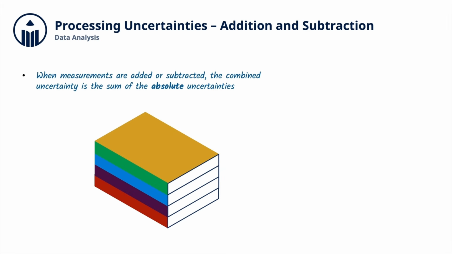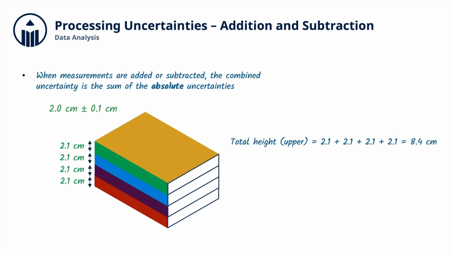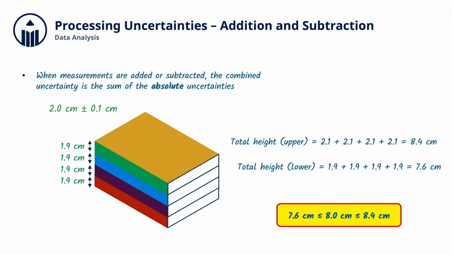Let's see what the uncertainty in the total height, 0.4, means physically. If each book was at the upper limit of its uncertainty, so 2 plus 0.1 centimeters, which is 2.1 centimeters, the total height would be 2.1 times 4, which is 8.4 centimeters. If each book was at the lower limit of its uncertainty, so 2 minus 0.1 centimeters, which is 1.9 centimeters, the total height would be 1.9 times 4, which is 7.6 centimeters. So, the total height of the stack is realistically in between 8.4 and 7.6 centimeters. This is 8 centimeters plus or minus 0.4 centimeters, just like we determined from the rule.